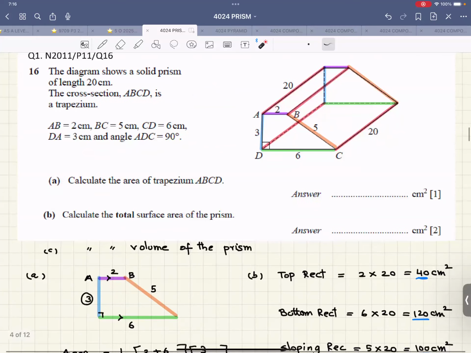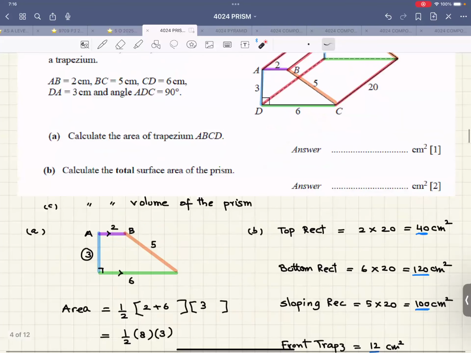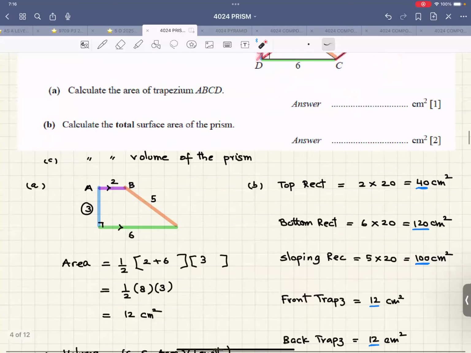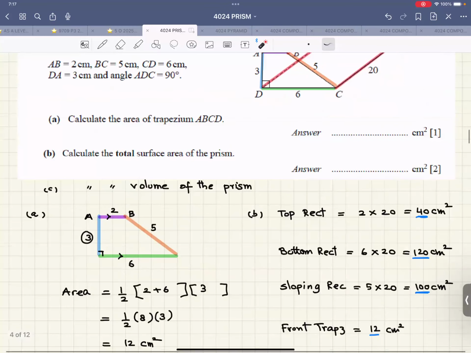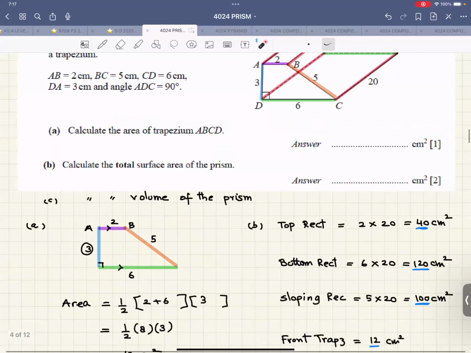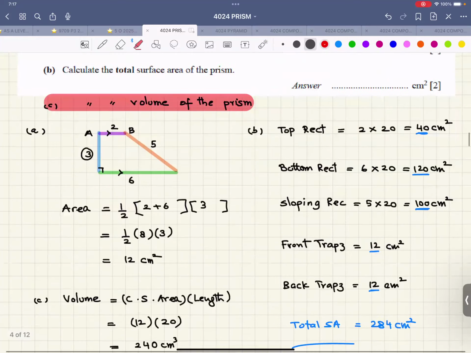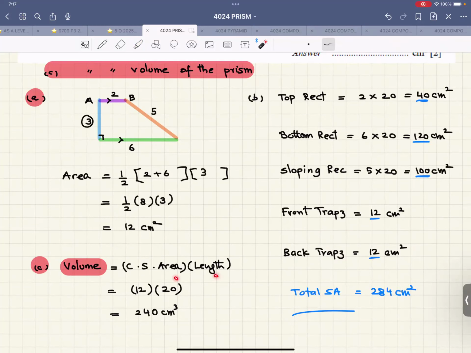Calculate the area of the trapezium. So this is 2, this is 6. These two are the parallel sides right over here. This 3 is the height. So the area of this cross section is half the sum of parallel sides into height, which comes out to be 12. If they ask for the volume, which I have added myself because there is no part C over here, that is related to the cross-sectional area: volume is cross-sectional area into length.